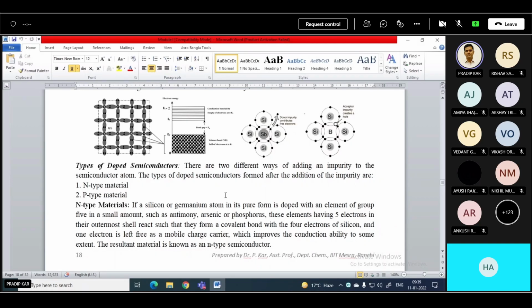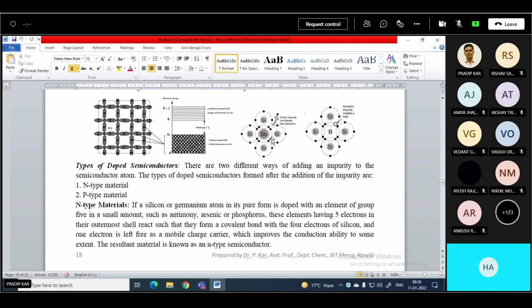There are two different ways of adding an impurity. One is, I think you have the idea about the N-type dopant and P-type dopant. N-type materials: silicon or germanium atom in its pure form is doped with an element of group 5. This is the silicon, and it is doped by group 5, antimony, arsenic or phosphorus. Here we are giving antimony.